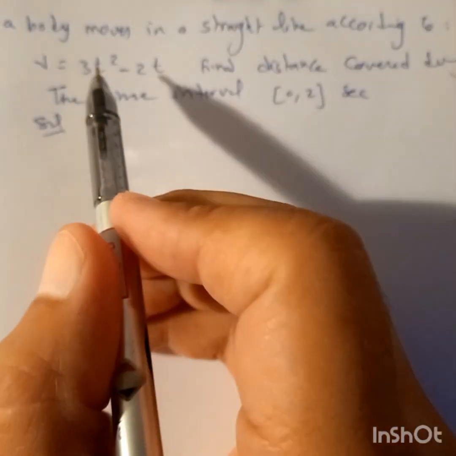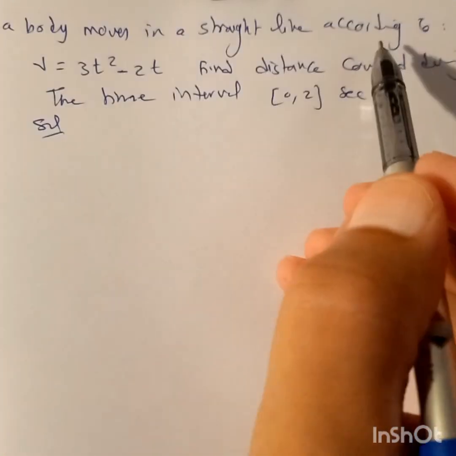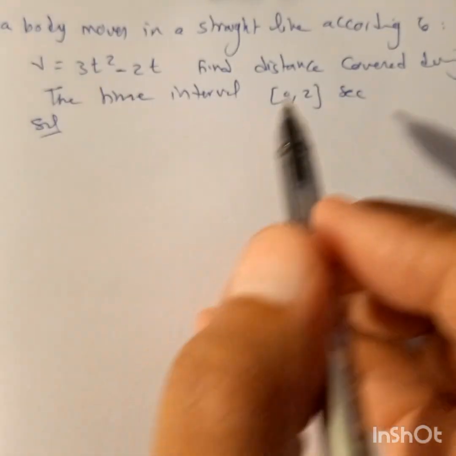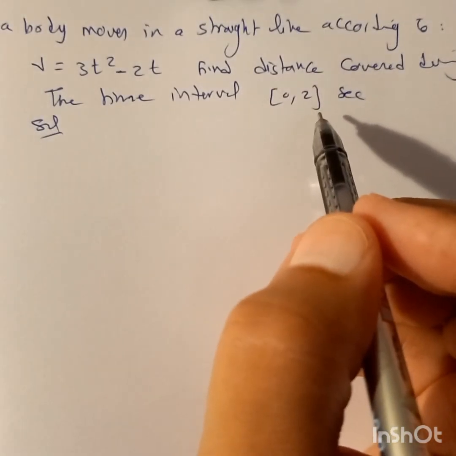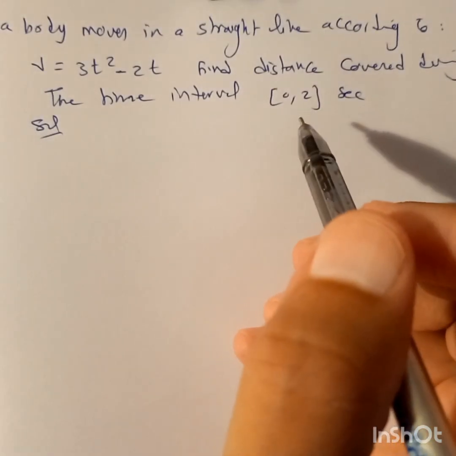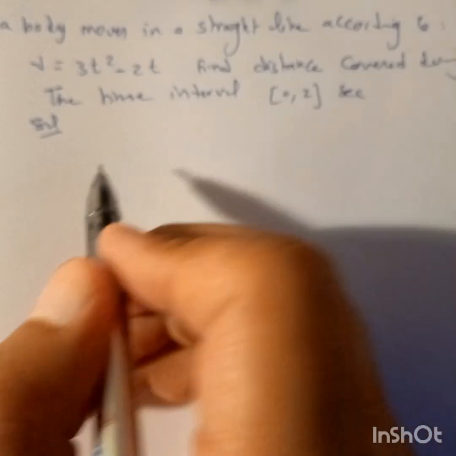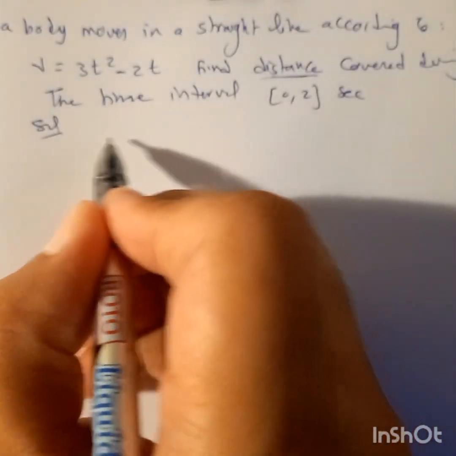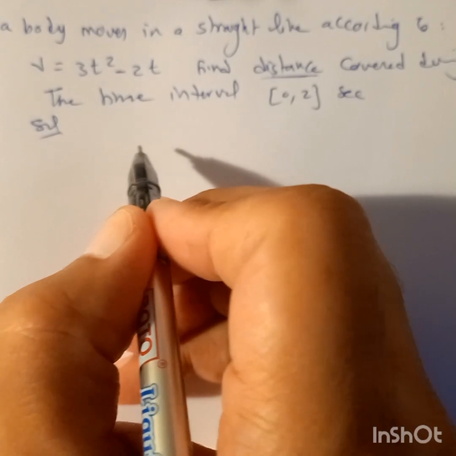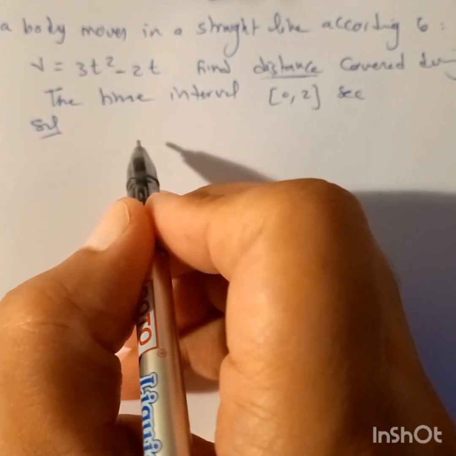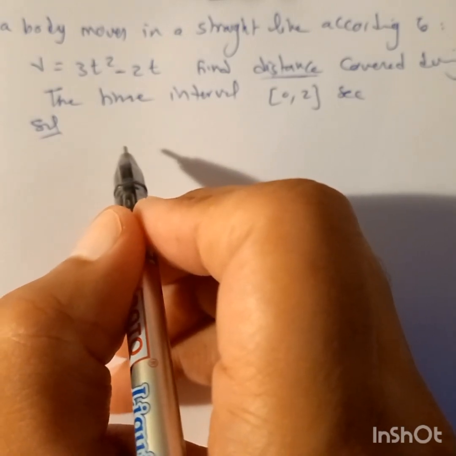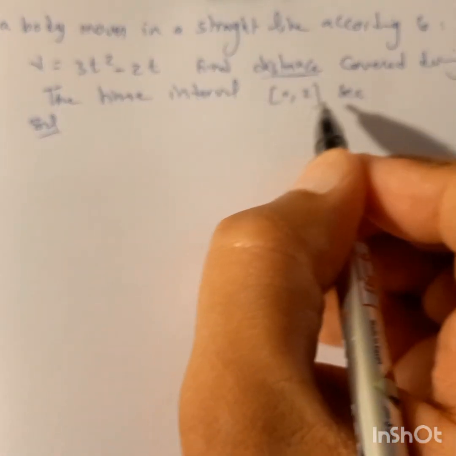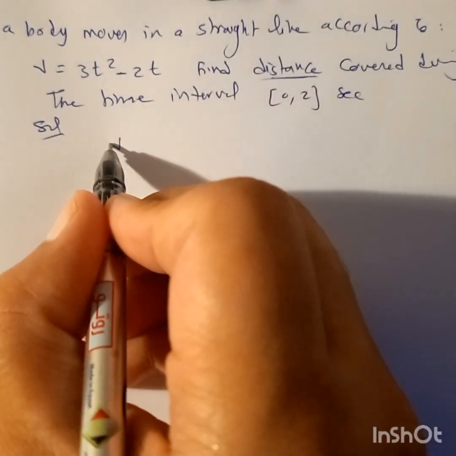We have another example. A body moves in a straight line according to the relation velocity v equals 3t squared minus 2t meter per second. Find the distance covered during the time interval from 0 to 2 seconds. Here it's required to find distance. Then we have to identify at which time the direction of motion changes, and whether it is included in this time interval under investigation or not.